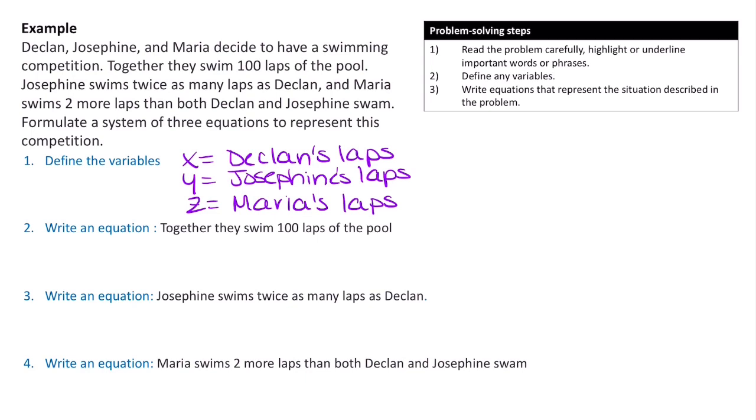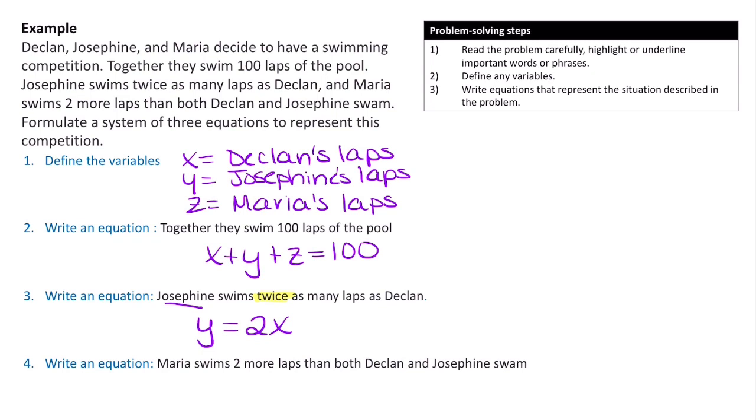So together they swam 100 laps of the pool, right? So together is like all together, total, adding everything up. So we're going to say x plus y plus z equals 100 laps. Now we have this Josephine swims twice as many laps as Declan. So there's one of our important math words, right? Twice. So Josephine, the amount of laps she swam, which will be y, is twice as many as Declan. So that's going to be 2 times x, right? Because Declan swam x laps.